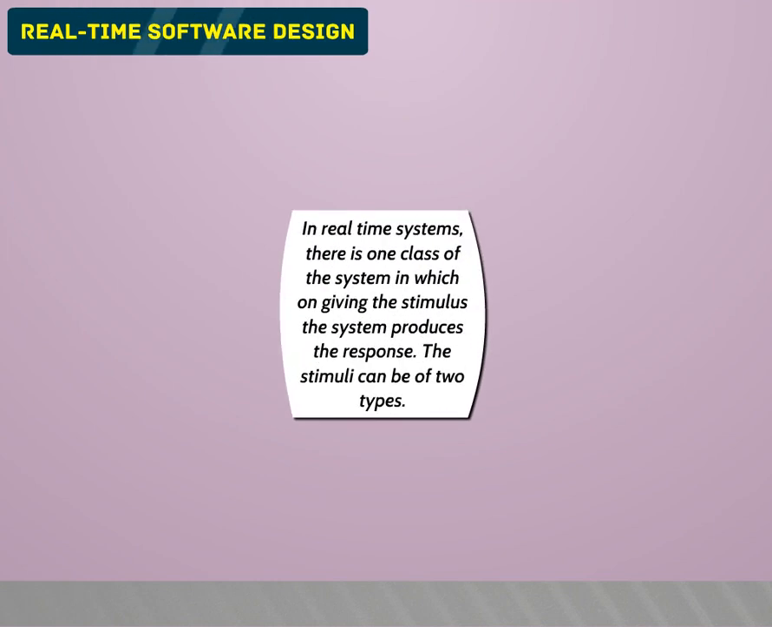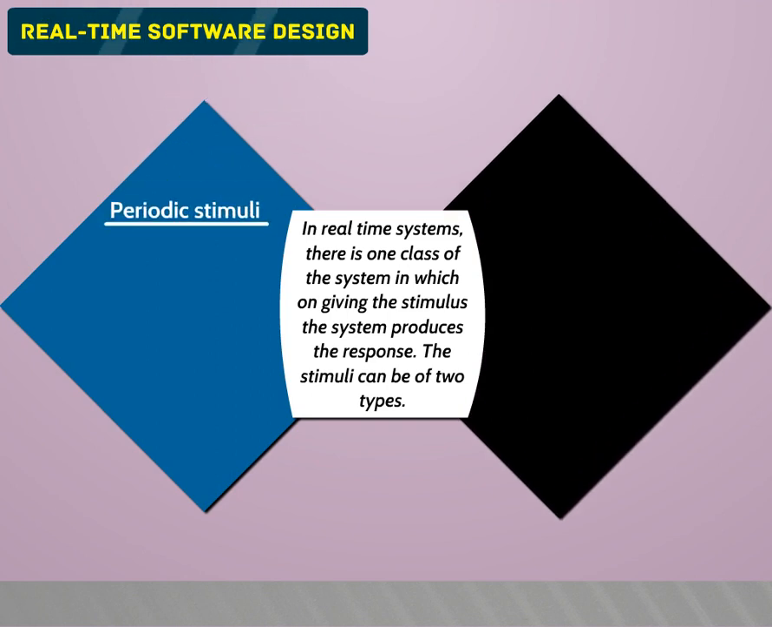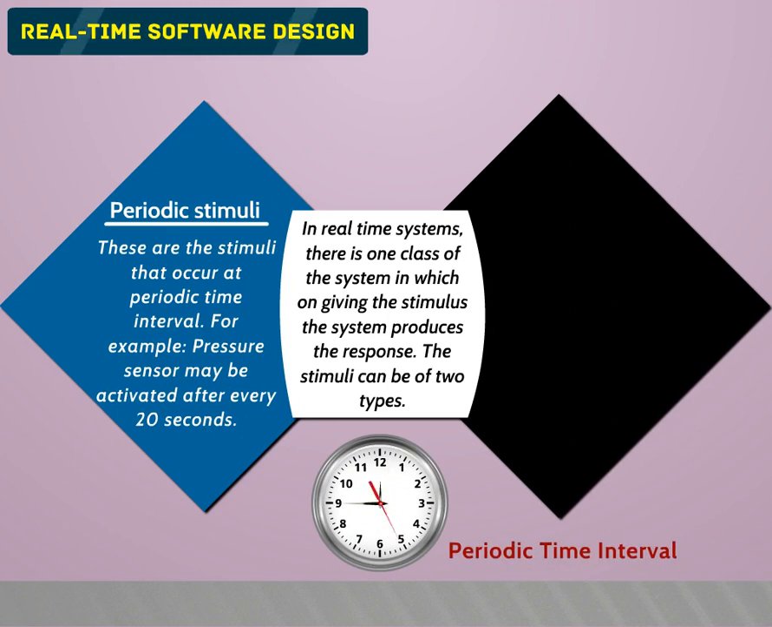Real-time software design. In real-time systems, there is one class of the system in which on giving the stimulus, the system produces the response. The stimuli can be of two types. Periodic stimuli. These are the stimuli that occur at periodic time interval. For example, pressure sensor may be activated after every 20 seconds.